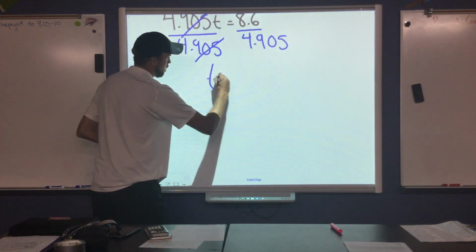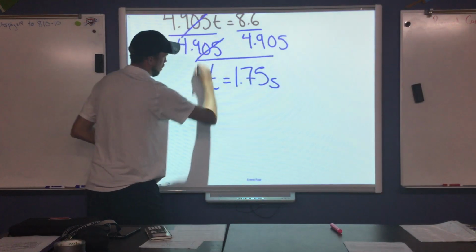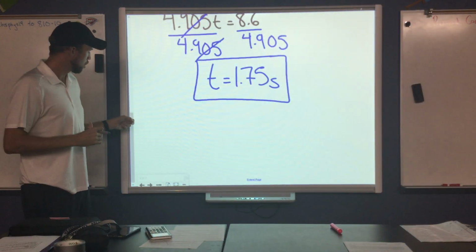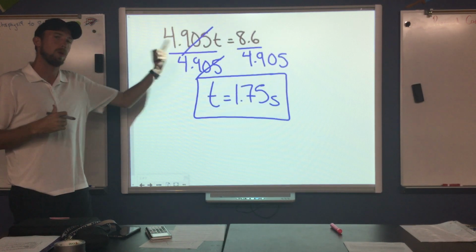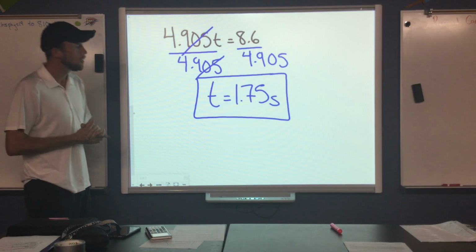So here t is equal to 1.75 seconds. Our time value, again, should be positive because it's a scalar. So if we do end up getting a value that's negative, go back through some of your work and check to see if you didn't account for a negative earlier on.